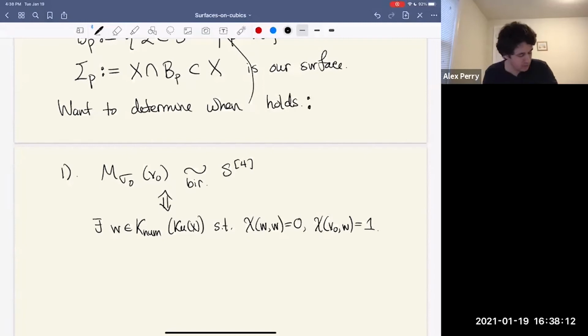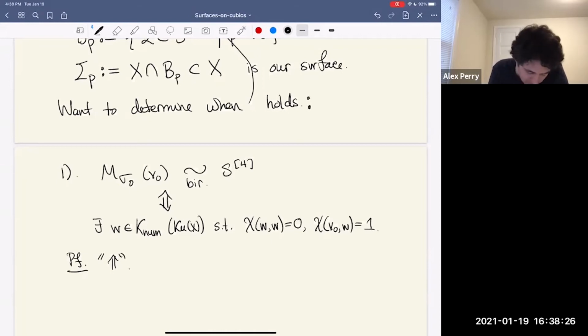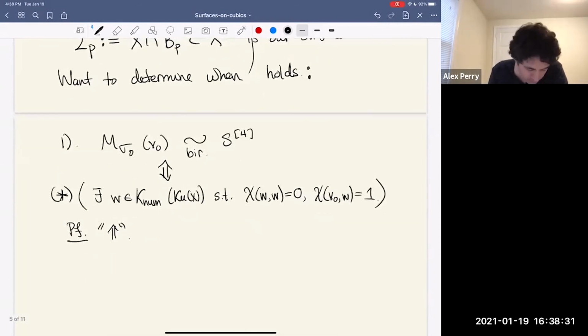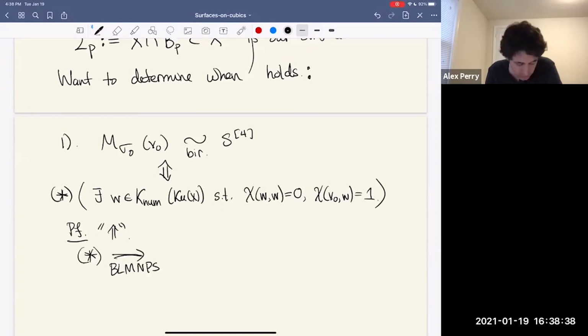Yeah, maybe I'll say just a little bit about the proof of this. So here's the idea of the proof. And let me just focus on the upward implication, which is actually the only one that we really need to construct the surfaces in this talk. So the idea is that this condition here, let me call it star, implies, and this is part of the work that I mentioned before, that this space is a K3 surface.